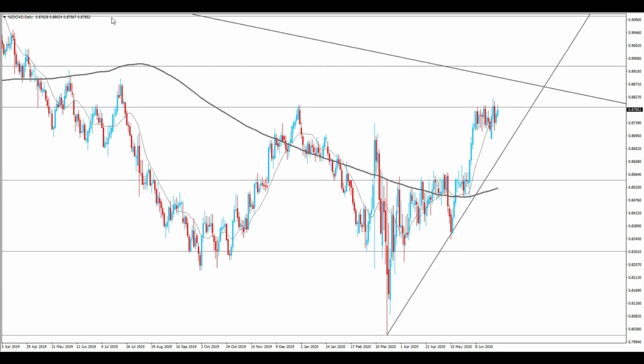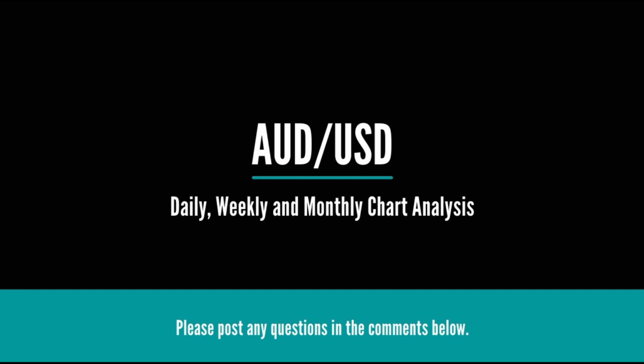So next week we're just looking for a break of this consolidation and range pattern, either to the upside to this trend line and we look for sales there, or a break to the downside and look for a retest and sales there. And next up, we're going to take a look at what's happening with AUD USD.